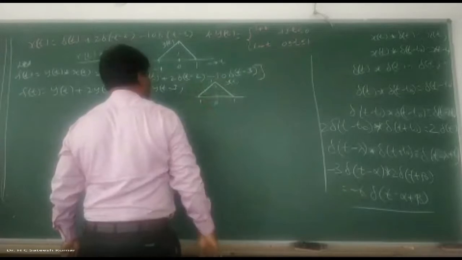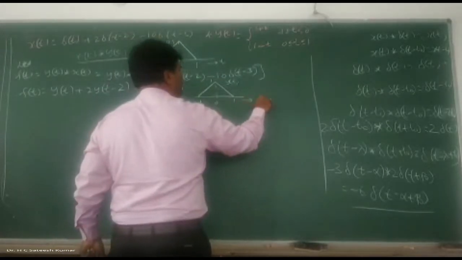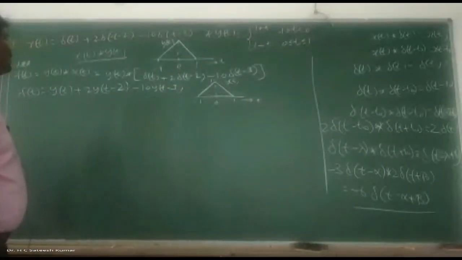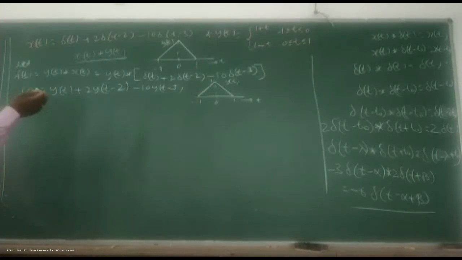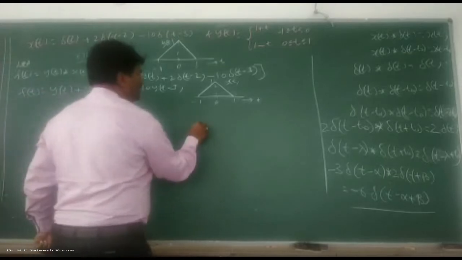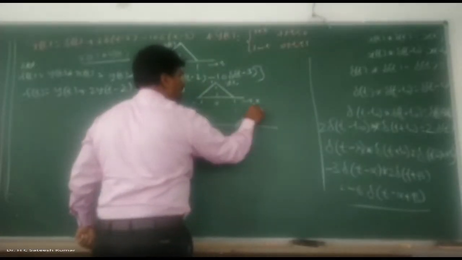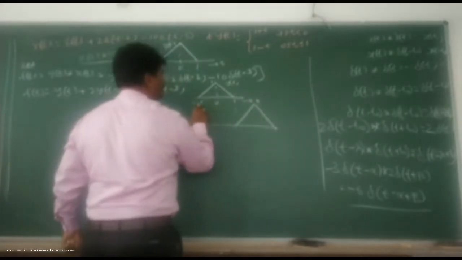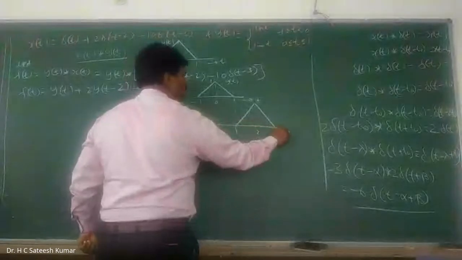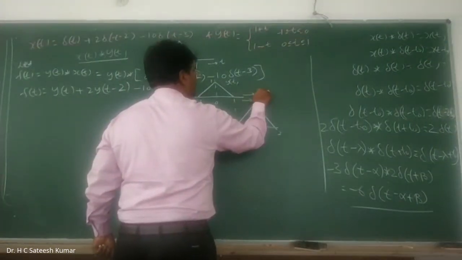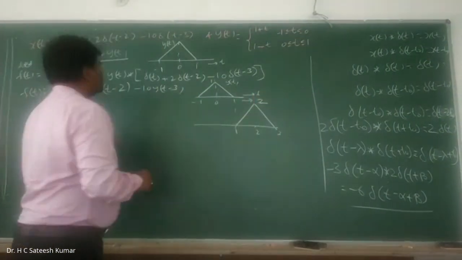Amplitude is 1 on the time axis, y of t. Now 2y of t minus 2. What does that mean? Shift right by 2 units and the amplitude is increased to 2. So I'll write it here. Shift right by 2 units means 1 unit here, 2 units here, shifted here, and the amplitude is 2 because we multiply by 2.